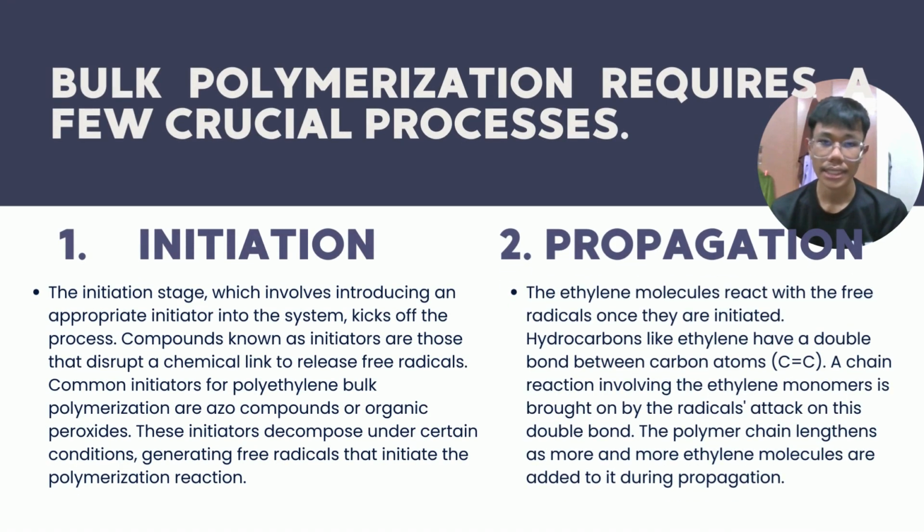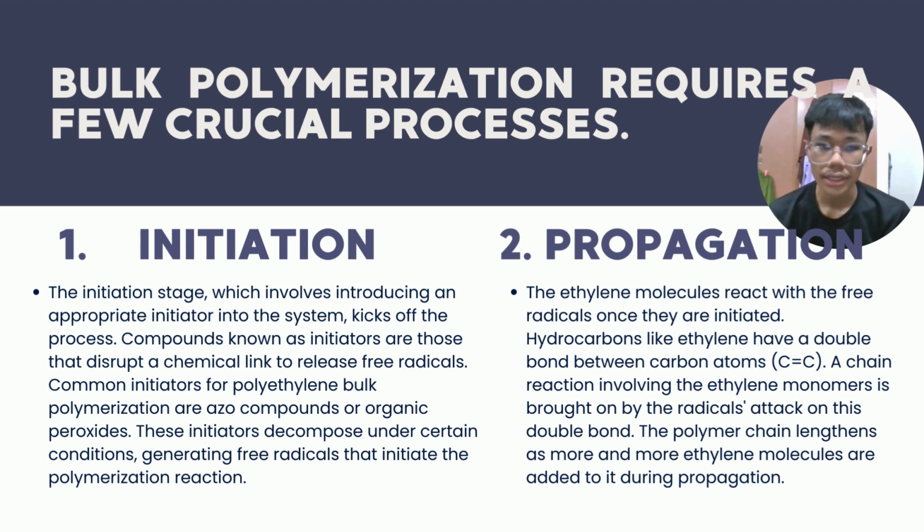Bulk polymerization requires a few crucial processes. The first one is initiation. The initiation stage, which involves introducing an appropriate initiator into the system, kicks off the process. Compounds known as initiators are those that disrupt a chemical link to release free radicals. Common initiators for polyethylene bulk polymerization are azo compounds or organic peroxides. These initiators decompose under certain conditions, generating free radicals that initiate the polymerization reaction.